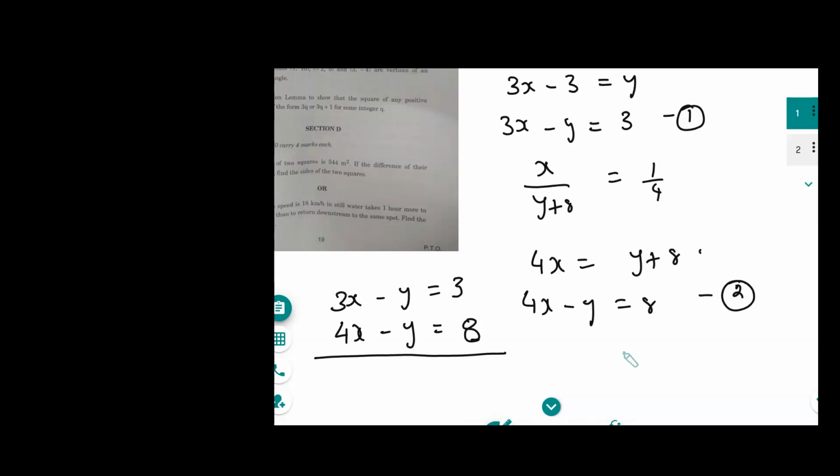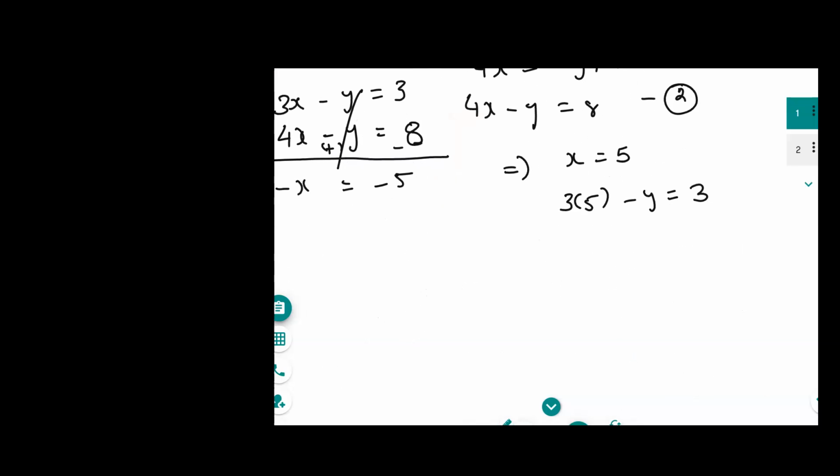Let us subtract both the equations, change the signs, y and y get cancelled. So x is equal to 5. Now substituting the value of x in one of the equations, in the first equation, 3 times 5 minus y is equal to 3, or 15 minus y is equal to 3, or minus y is equal to 3 minus 15, or y is equal to 12. Hence the fraction is 5 by 12.